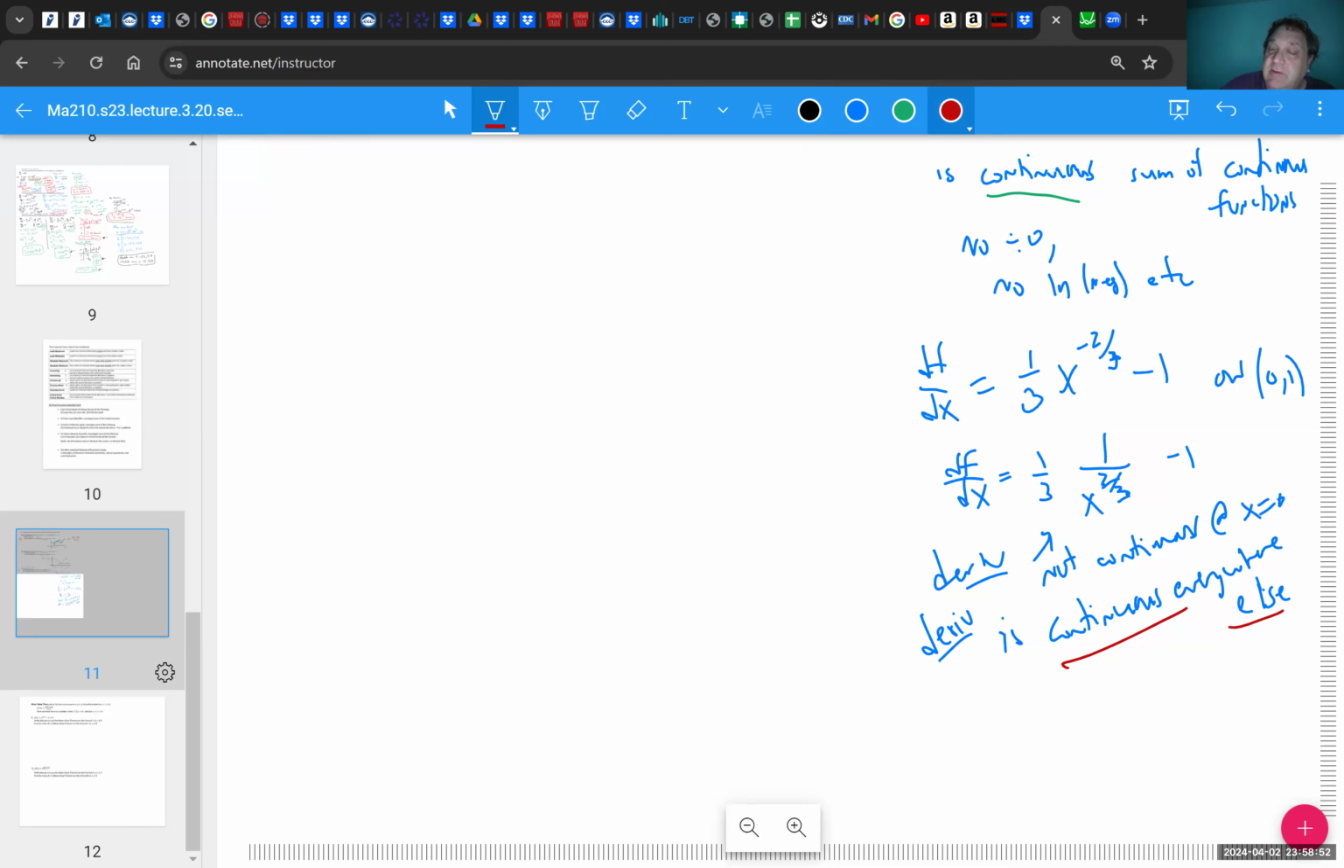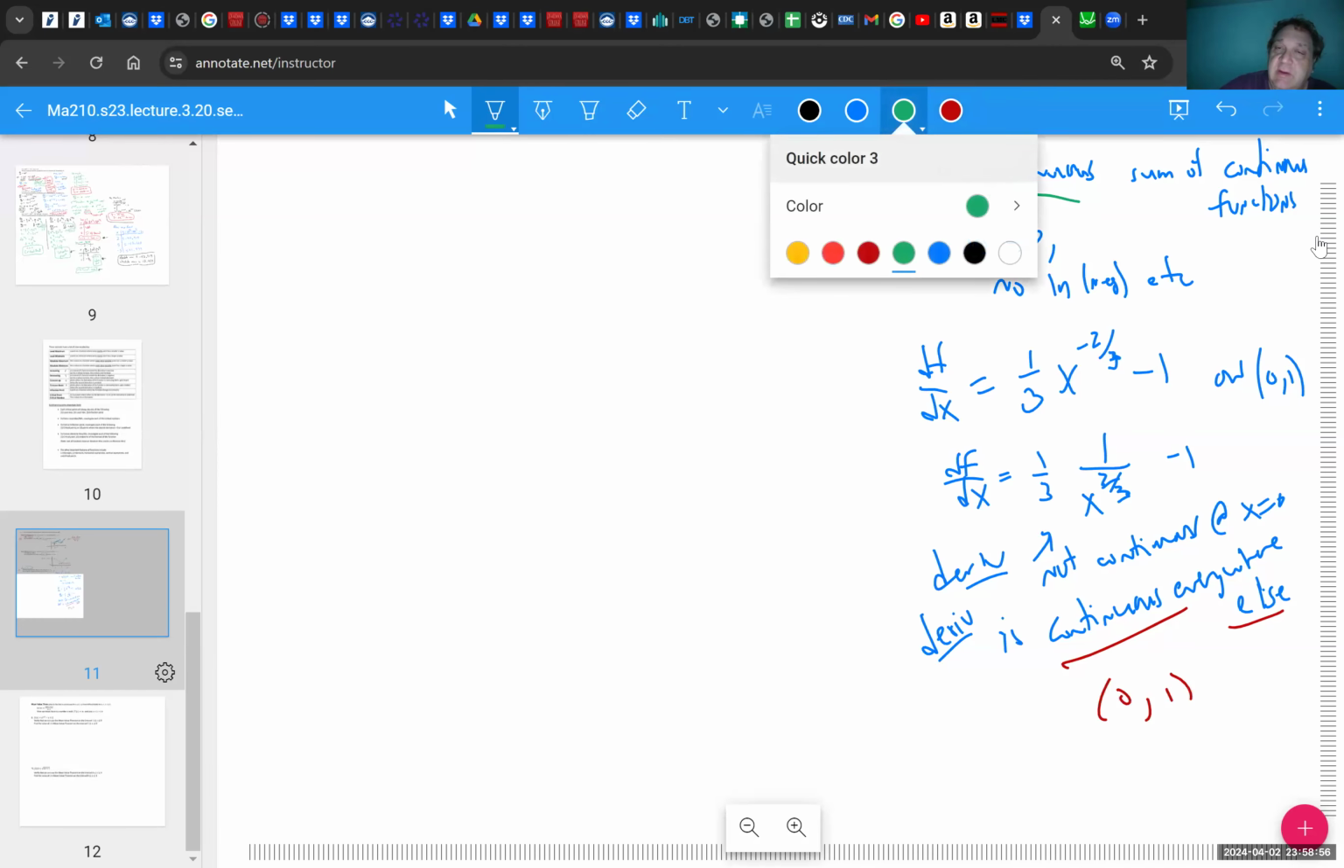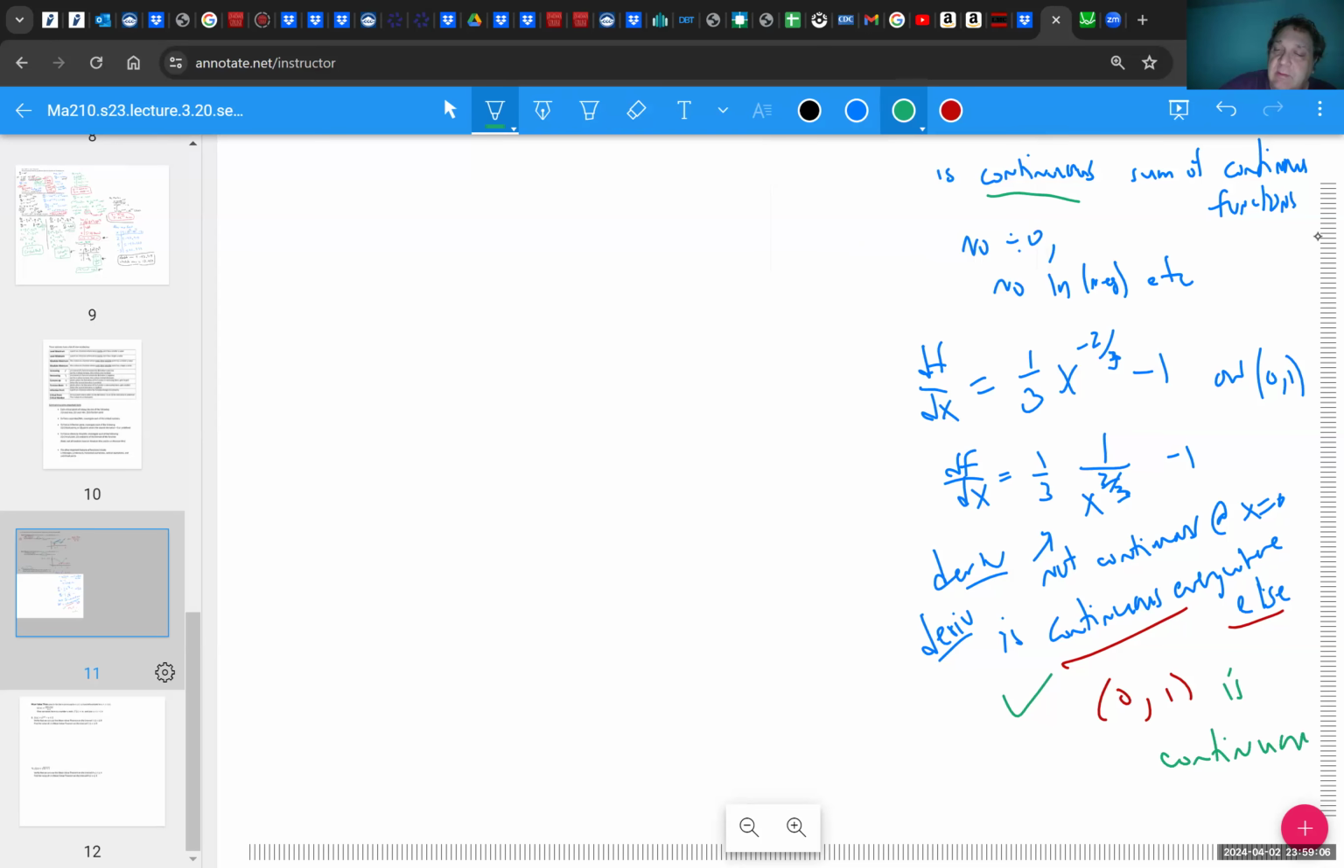So we can do continuous from 0 to 1. So we get, the function is continuous. The derivative is continuous because it's differentiable. The derivative is continuous everywhere except for 0. So certainly it's continuous from 0 to 1, or 0 to 7. We only need 0 to 1 because that's our interval.